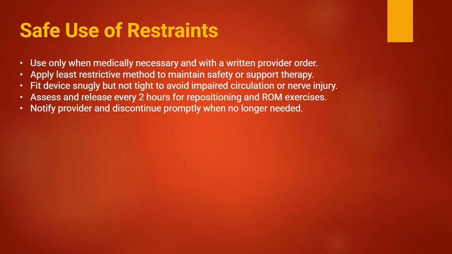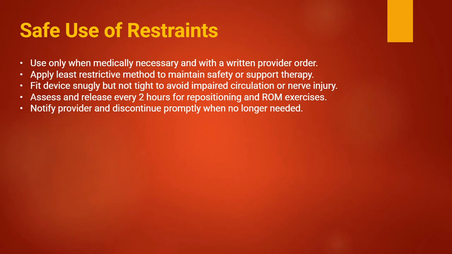When applying a restraint, nurses must ensure it's snug but not tight. The device should never restrict blood flow, compress nerves, or impair breathing. A quick test is the two-finger rule. You should always be able to slide 2 fingers between the restraint and the patient's skin. After application, inspect the area for redness, swelling, skin breakdown, or coolness. These can be early signs of impaired circulation or nerve pressure.